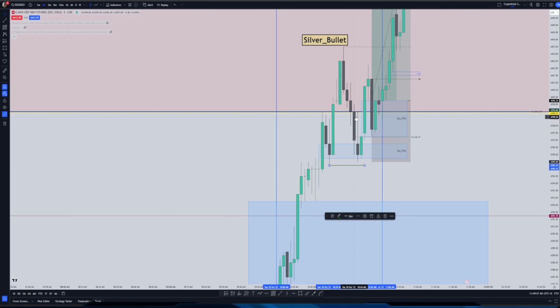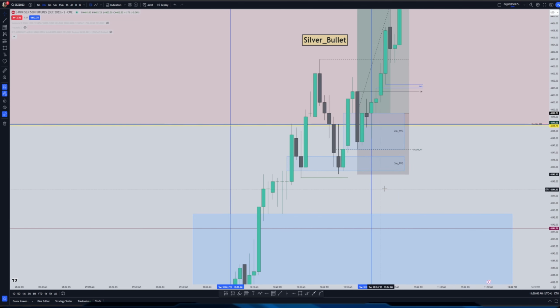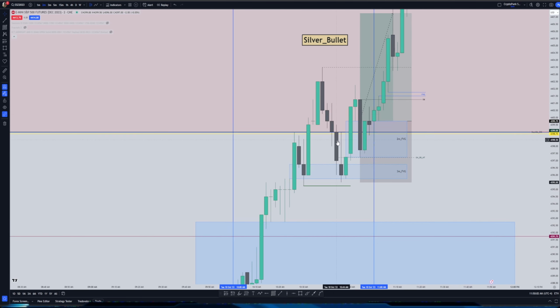And as you can see, on its way coming down, there is not a single fair value over here. Also there is this fair value that price created when going up. Why I'm showing this fair value is because look at the candle size and the gaps that it's creating. On the other hand, look at the candle size.